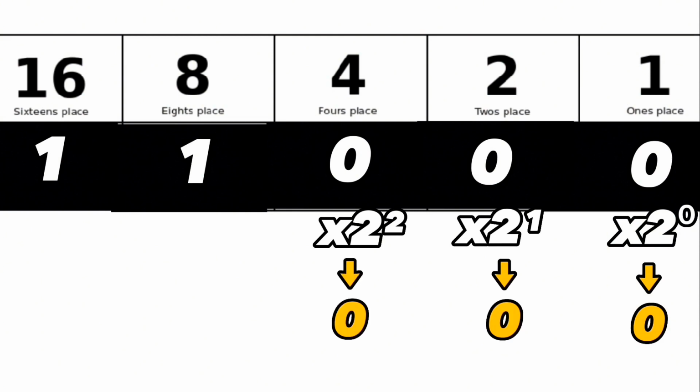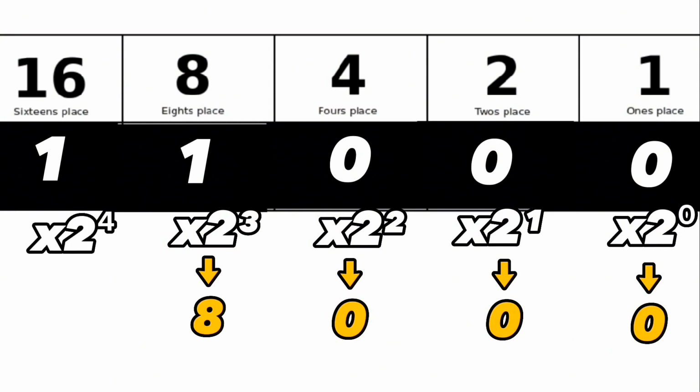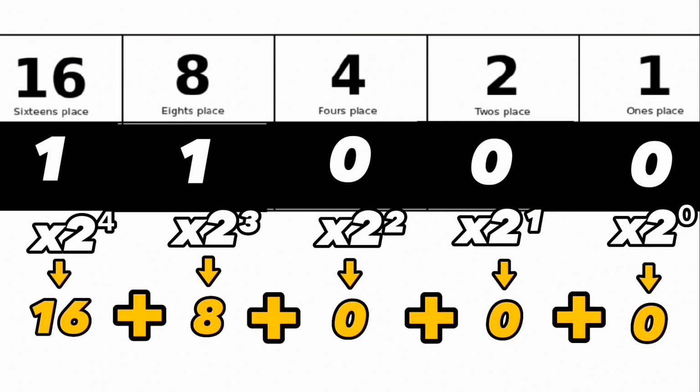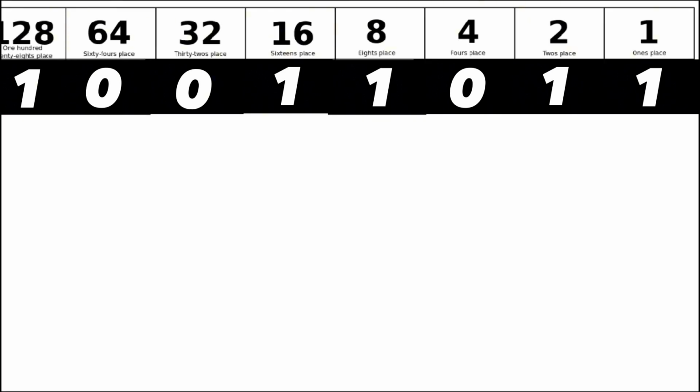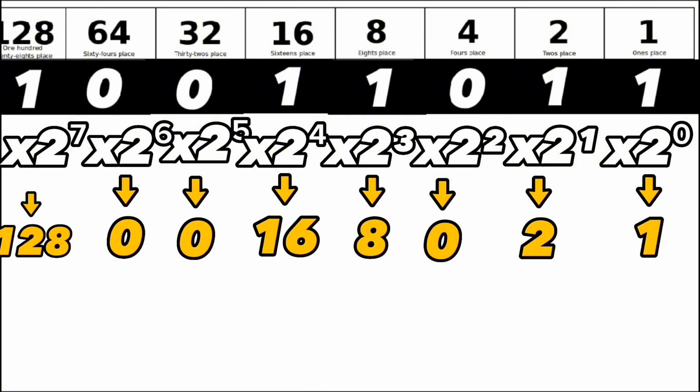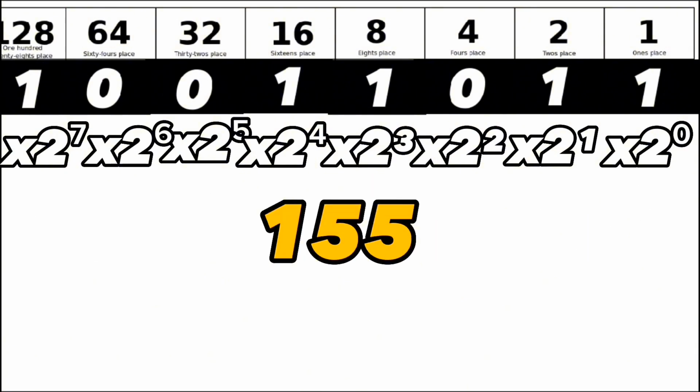Now in the 8s place, the 1 is multiplied by 2 cubed. In other words, it's 1 times 8, which equals 8. In the 16s place, the 1 is getting multiplied by 2 to the power of 4, which equals 16. And when you add these values together, it becomes 24. So 11000 when converted from the binary system to the base 10 system becomes 24. Here's another quick example. Let's consider 1001111. All the values will be multiplied like this, will equal to this, and when you add them, become 79.